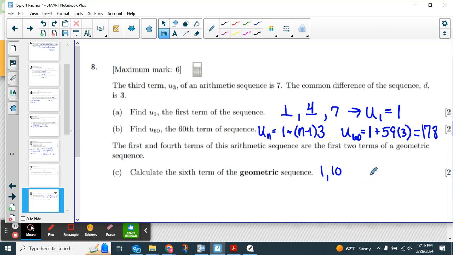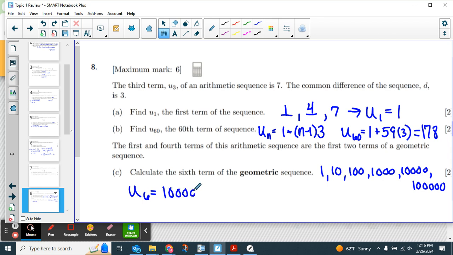Now, we could use a formula for this, but it's really easy. What is my r? What am I multiplying by each time? 10. So my next one would be 100, then 1,000, then 10,000, then 100,000. And that is the 6th term. So u sub 6 would be 100,000.